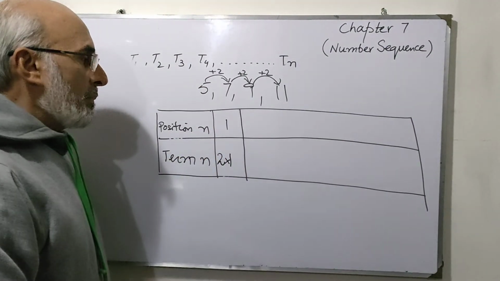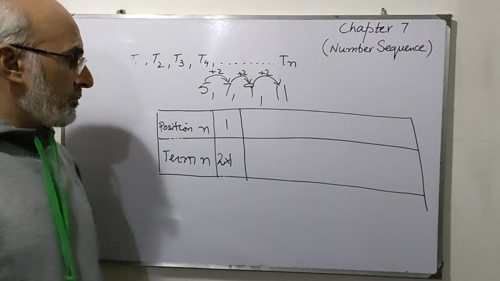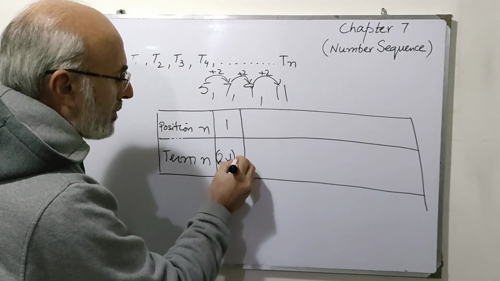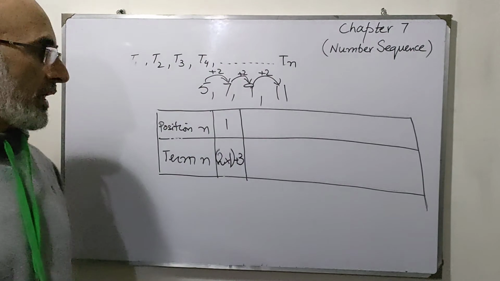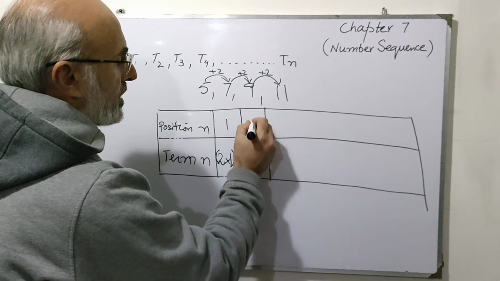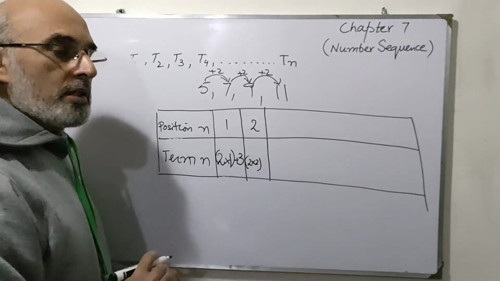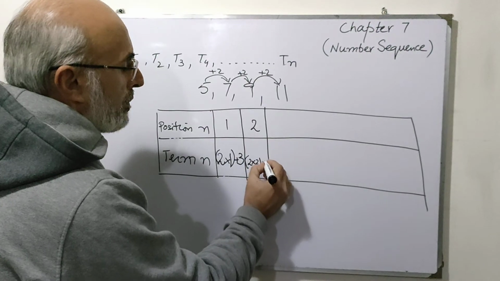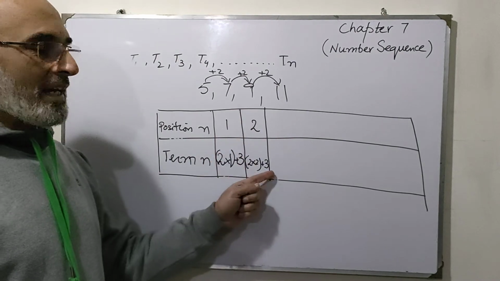I'm going to multiply this 2 with the position number, like this: 1. But 2 into 1 is 2. I still don't get my term 1. My term 1 is 5. So what am I supposed to do? I'm going to do 2 into 1 plus 3. So 2 into 1 is 2, plus 3, it's 5. Okay. What am I going to do if the position is 2? I'm going to do 2 into 2, which is 4. But my second term is 7. So what am I doing here? Plus 3. So 2 into the position number plus 3.